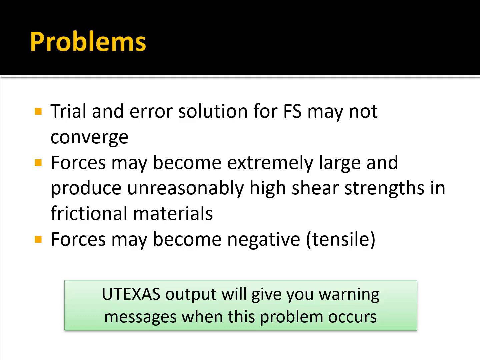Now, if this occurs, UTexas output will give you a series of warning messages. If you look in the output file, it'll say warning, tension detected in the passive zone, and you need to go back and look and be careful about it.